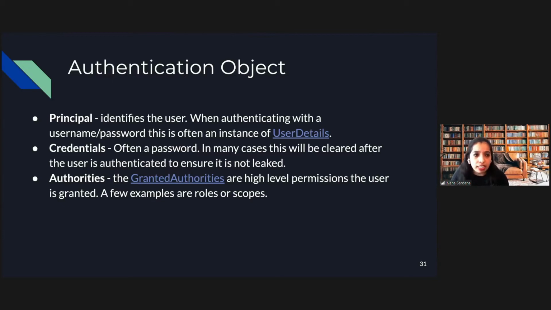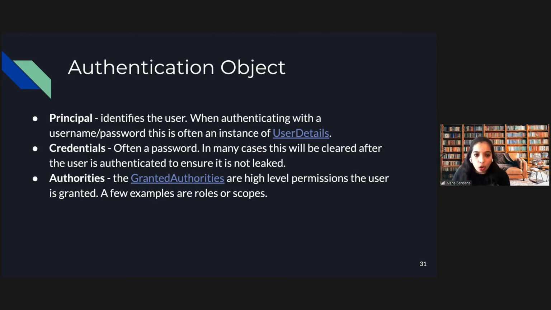The authentication object contains principals. The principal is the user. When authenticated with a user and password, it is often an instance of UserDetails. Then you have credentials, often a password. In many cases, this will be cleared once the user is authenticated to ensure it is not leaked. So you can't just put a debug point and easily see the password. You can actually clear it out.